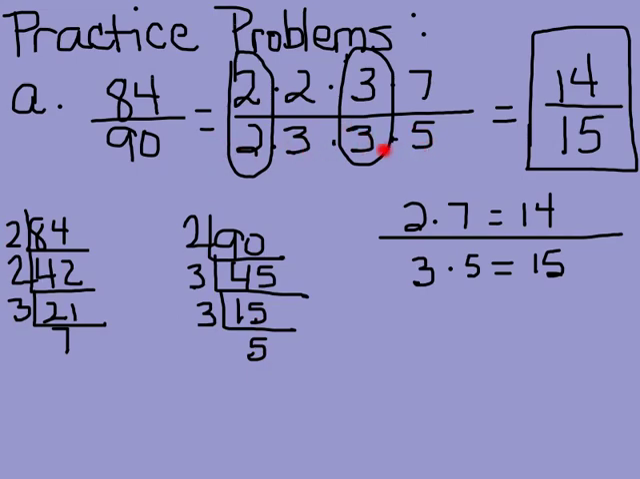Alright, what do we have left over? First of all, let's see what we have circled. We have a pair of 2's and a pair of 3's. But here, for the first time, we've got more than one number left over. So what we're going to do is multiply 2 times 7 to get 14, and 3 times 5 to get 15, and 14/15 is the lowest terms that 84 over 90 will reduce to. Okay, go to next page.